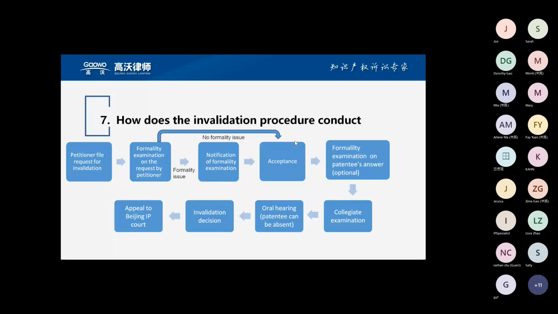When the department receives the patentee's answer, they usually also take some formality examination on it. But I think the formality examination of the patentee's answer is usually very simple. They usually just check the formality of the power of attorney. After that, the department will usually have 3 panelists form a panel to conduct a collegiate examination.